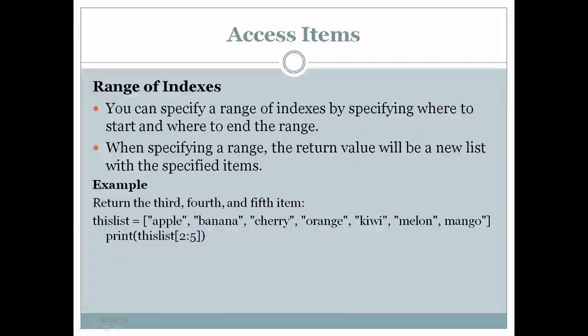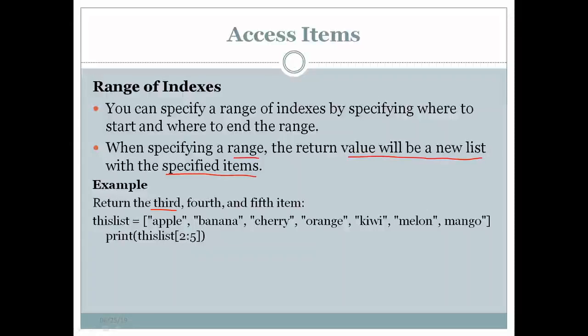When specifying a range, the return value will be a new list with specified items. So one important thing to remember here is whenever we specify the starting and ending index, it will create a new list with those many items. For example, now return the third, fourth and fifth item from the list. Suppose we want to retrieve the third, fourth and fifth item from a list. For that, how we can specify a range?